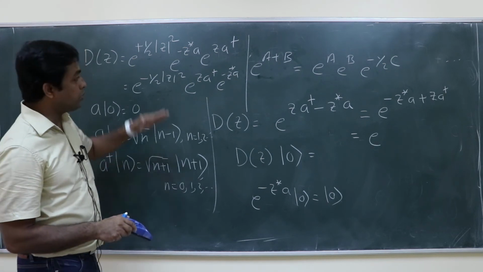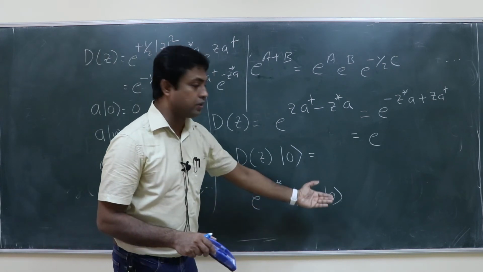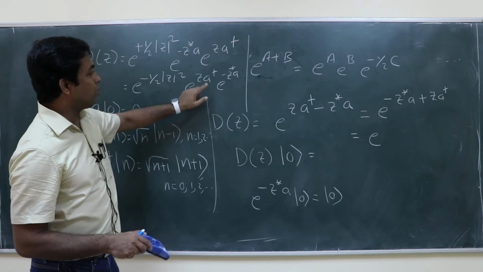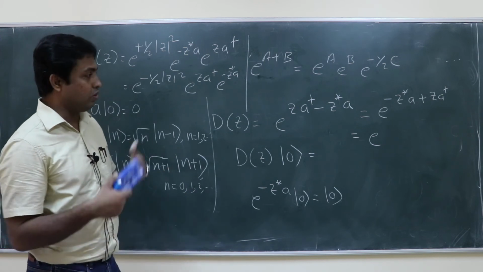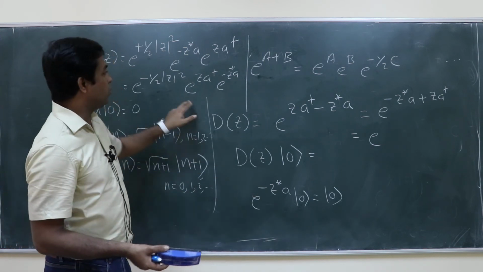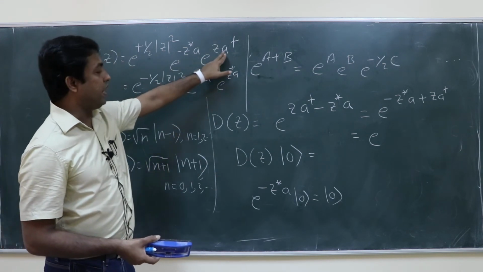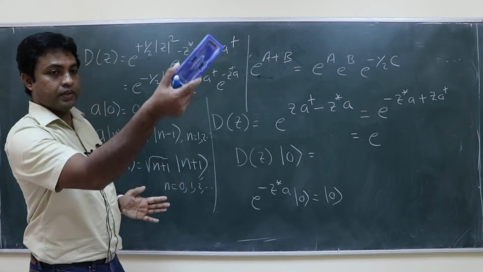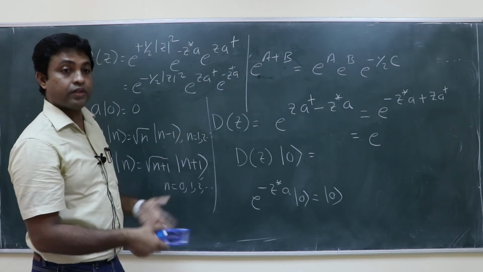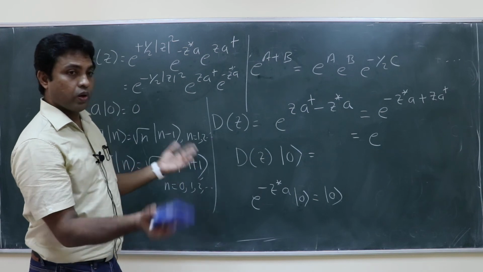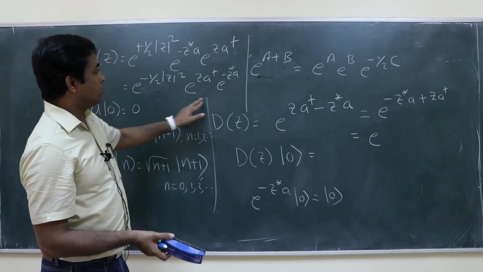So you have to use the second one, because e power minus z star a acting on ket 0 simply gives ket 0. This action on ket 0 is not giving you anything more, you have the same ket 0. So you only have to act z a dagger on ket 0 after that. But with the other one, a dagger acting on ket 0 will take everything up, then z star a will take so many things down, and then you have to manipulate that to get the answer. That is a very long calculation, and you may not even get the answer. So this will be easier.